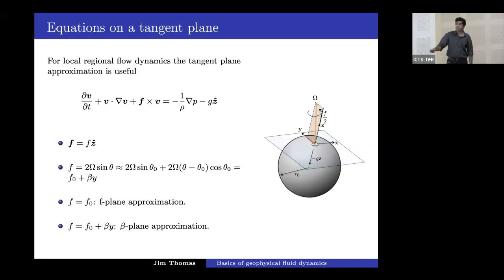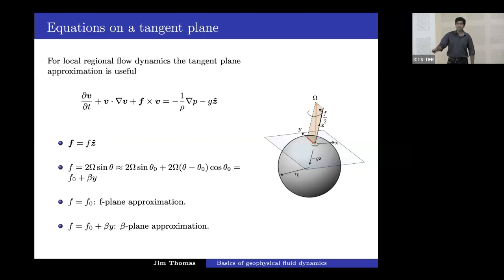And this term, with some work, you can write as a constant beta times y, because y is the coordinate acting along the latitude. So you can write the rotation rate F as F naught plus beta y. If you ignore this term and say I'm interested in this constant angle, this is the F-plane approximation. If you retain the beta, the first order Taylor series expansion, this is called the beta plane approximation. And both of these are used in different models.